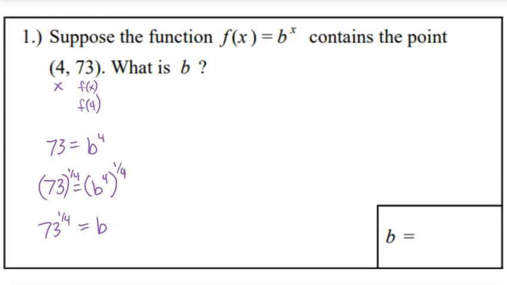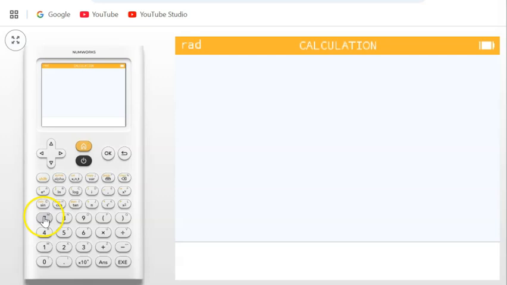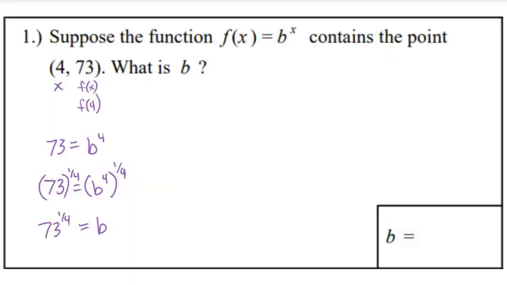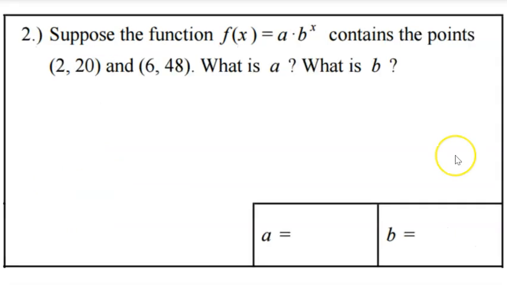in a calculator, right? So we've got our calculator. Let's key in 73 to the power of 1/4, and that gives us 2.923. So b is equal to 2.923. And that's it.